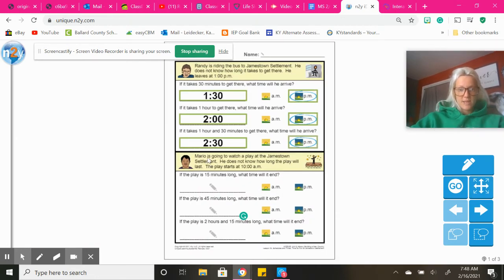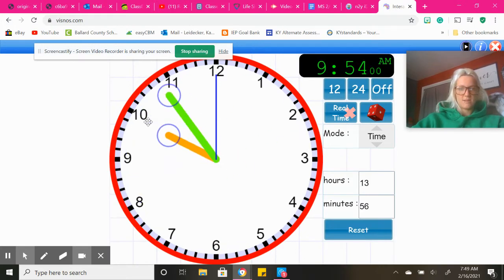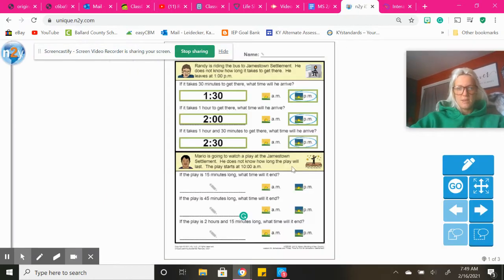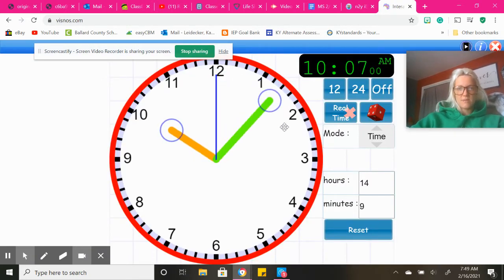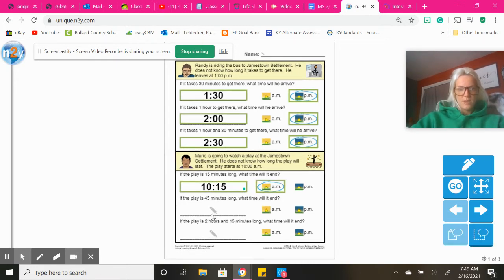And it says Mario is going to watch a play at the Jamestown Settlement. He does not know how long it will take to get there, but the play starts at 10 a.m. If the play is 15 minutes long, what time will it end? So we're at 10 a.m. It's 15 minutes long, so that's 5, 10, 15. It would then be 10:15 a.m.